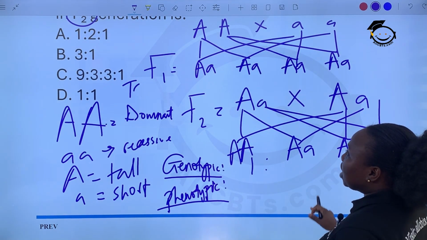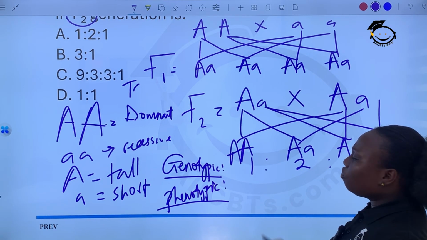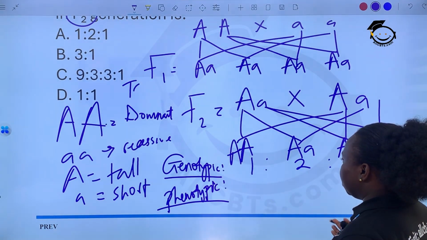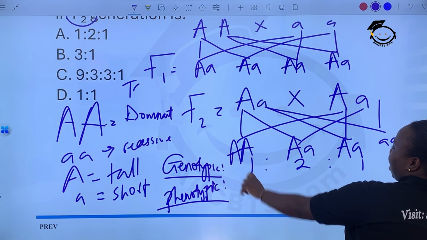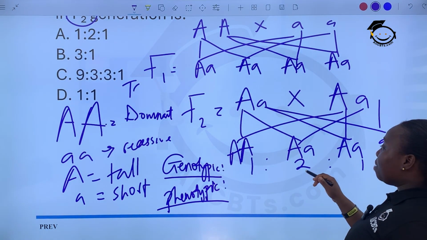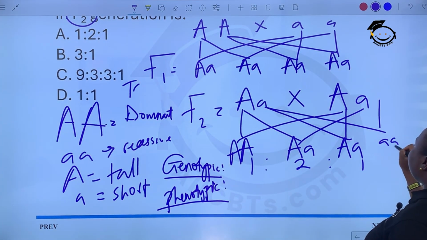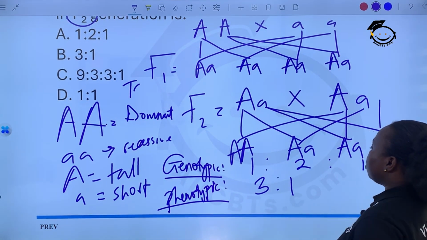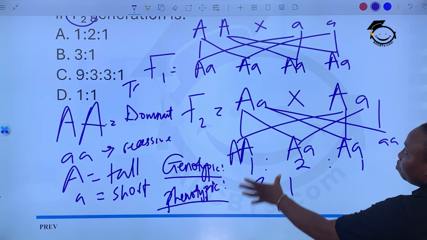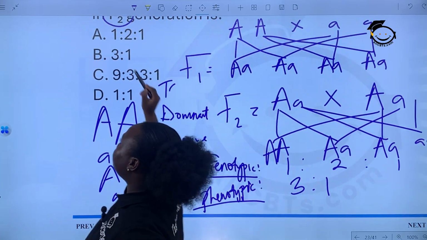So if we ask for the genotypic ratio, it will be 1:2:1. But they're asking us for the phenotypic, which means what are we going to see? This AA means they are tall. This capital A and small a also means they are tall, because the capital letter is the one that is dominant. While the small aa means it is short. So we can say that 3 are tall, 1 is short. That's 3:1. So this is the difference between the genotypic and phenotypic ratio, which brings our answer to option B.